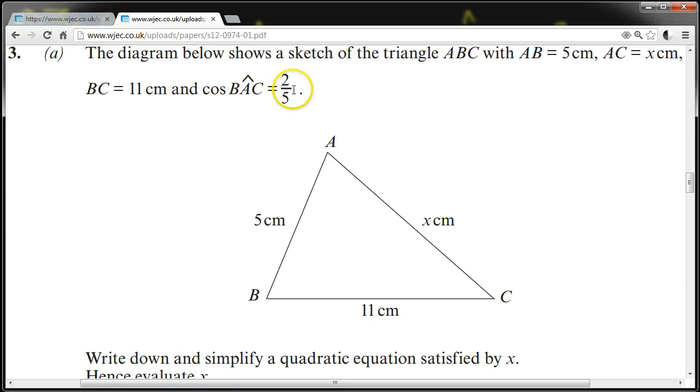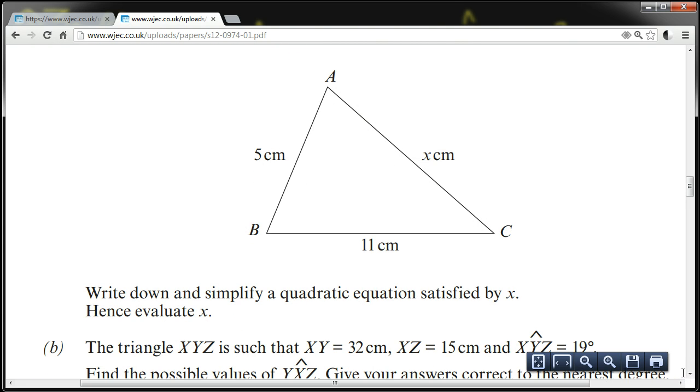The diagram below shows a sketch of the triangle ABC with AB equals 5 centimeters, AC equals X centimeters, BC equals 11 centimeters, and cos BAC equals 2/5. Write down and simplify a quadratic equation satisfied by X. Hence, evaluate X.